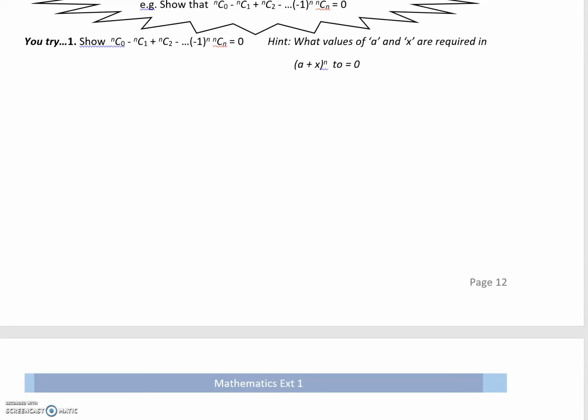Let's have a look at this example. So it's saying show nC0 minus nC1 plus nC2 minus ... minus 1 to the n nCn is equal to 0. Now, without looking at the hint, for now, let's look at some features of this identity.